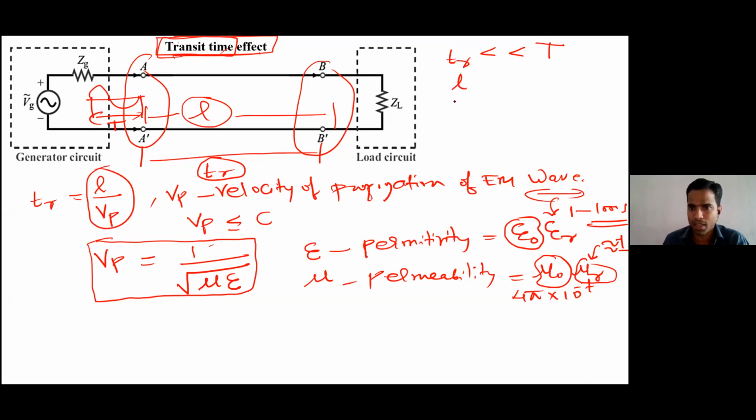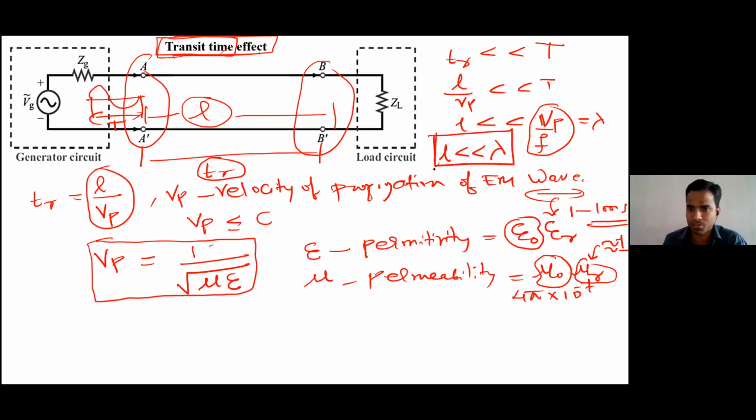So it is L by Vp. So it is very much less than the time period of the wave. So our L is very much less than the T. What is T basically? T is basically 1 by F, right? Frequency of the wave. And Vp goes here. So Vp by F. And we know what is Vp by F? It is lambda. That means our length is very much less than the wavelength of the wave.